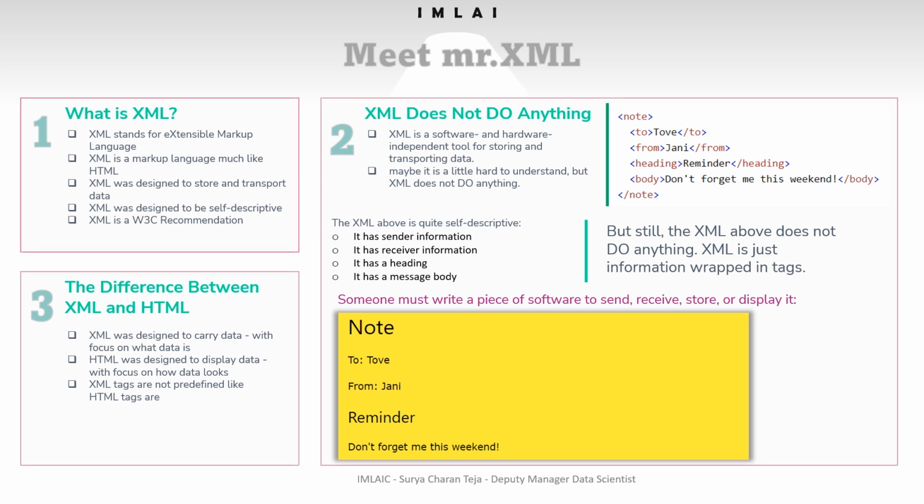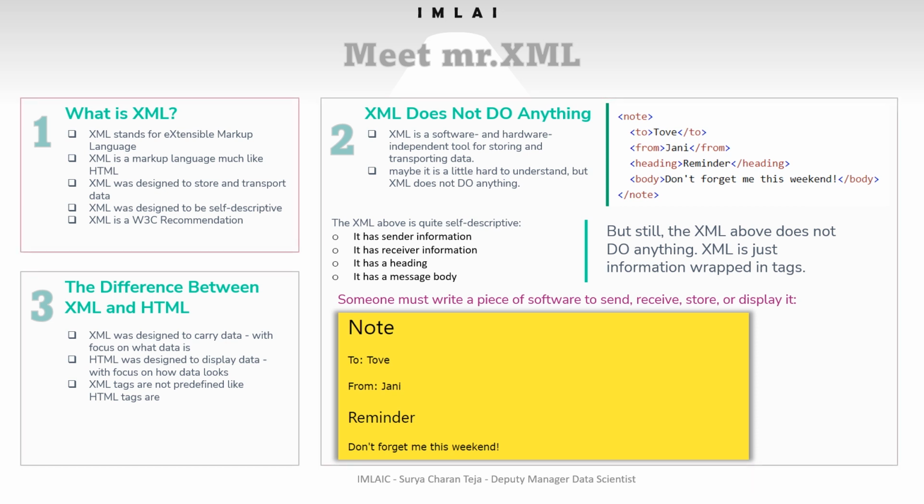XML is extensible. Most XML applications will work as expected even if new data is added or removed. Imagine an application designed to display the original version of note.xml, that's the to tag, from tag, heading tag, body tag. Then imagine a newer version of note.xml with added date and hour elements and a removed heading. There won't be much difference.